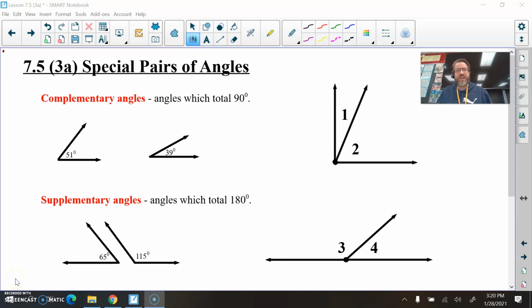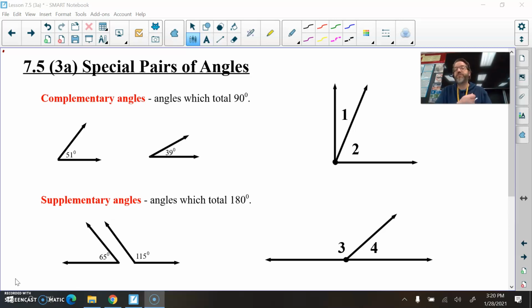And today we're looking at topic 7.5, section 3. We're looking at special pairs of angles, and we're going to spend a couple of days in section 3. So I have a 3A today. We'll look at 3B tomorrow, where we'll be talking about parallel lines and something called transversals, but that'll be tomorrow. All right, so special pairs of angles.